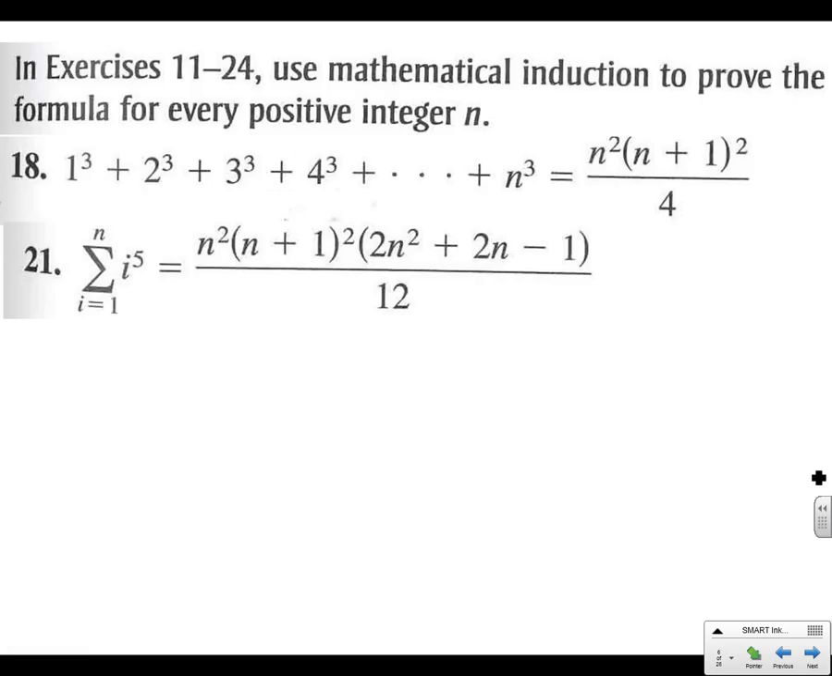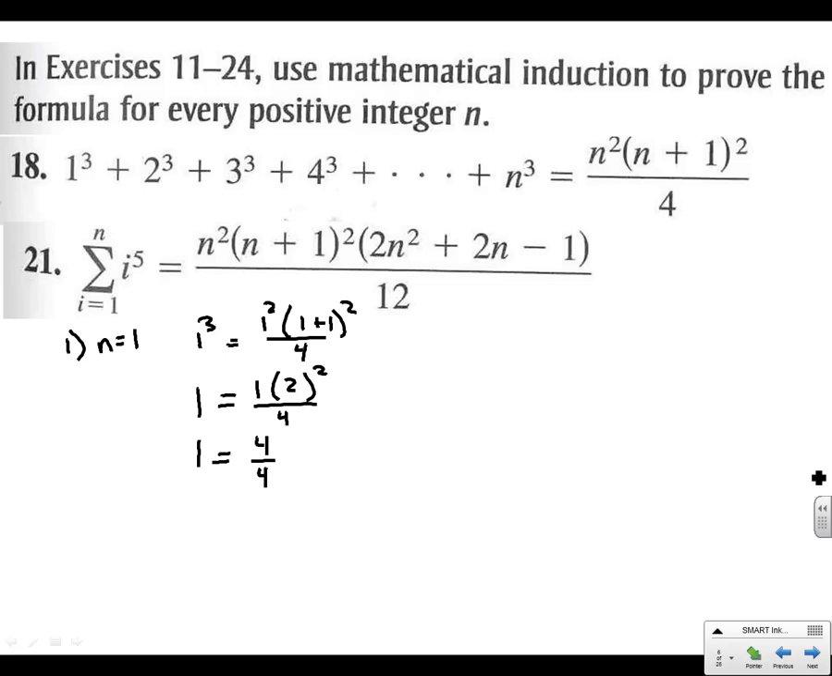Let's try it again for 18. So first things first, let's prove it for n equals 1. So 1 cubed, just the first term, is going to equal 1 squared times 1 plus 1 squared over 4. That's 1. 2 squared is 4. So 4 over 4 does equal 1. We've proved that for 1.